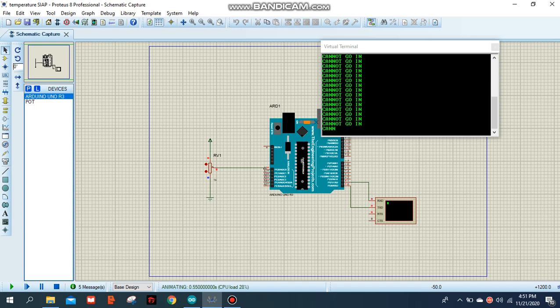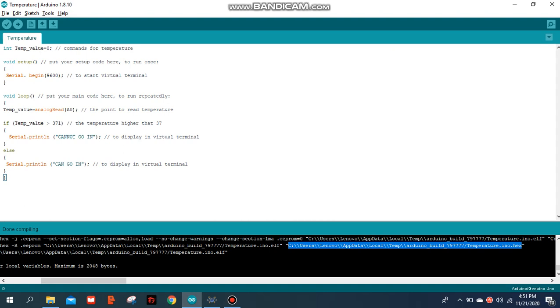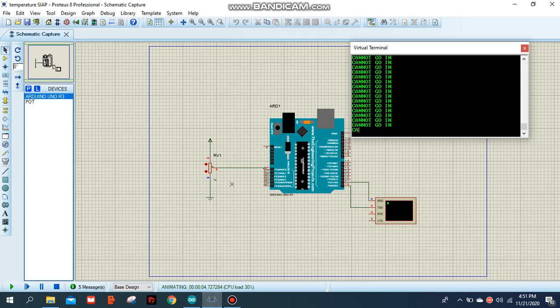Okay, when it runs, it acts like a thermometer. So when I set it to here, the temperature is higher than 37. So now it's higher than 37. So he cannot go in to that place.